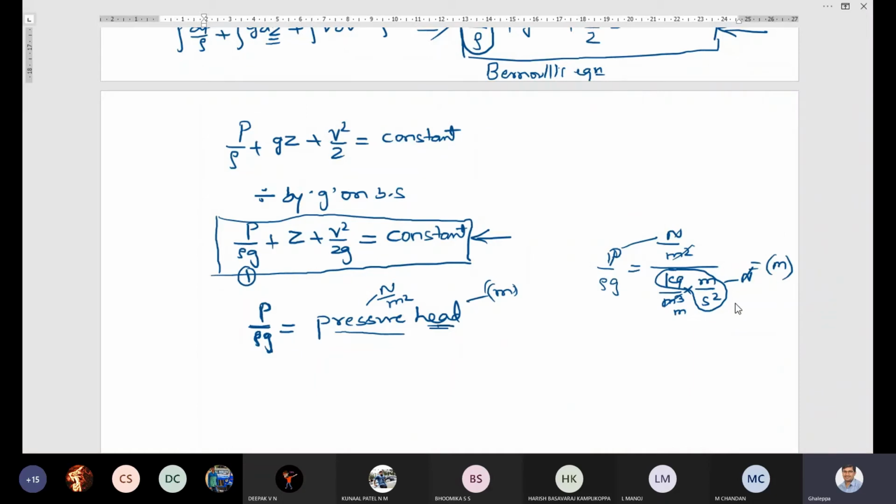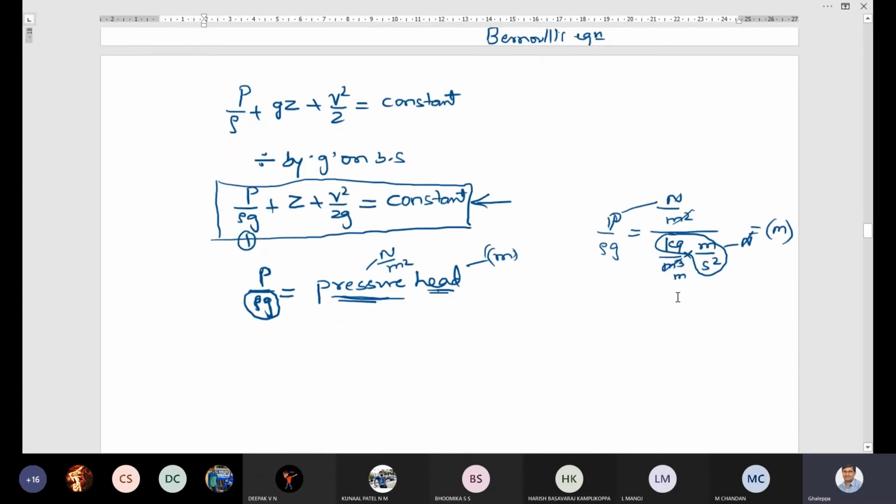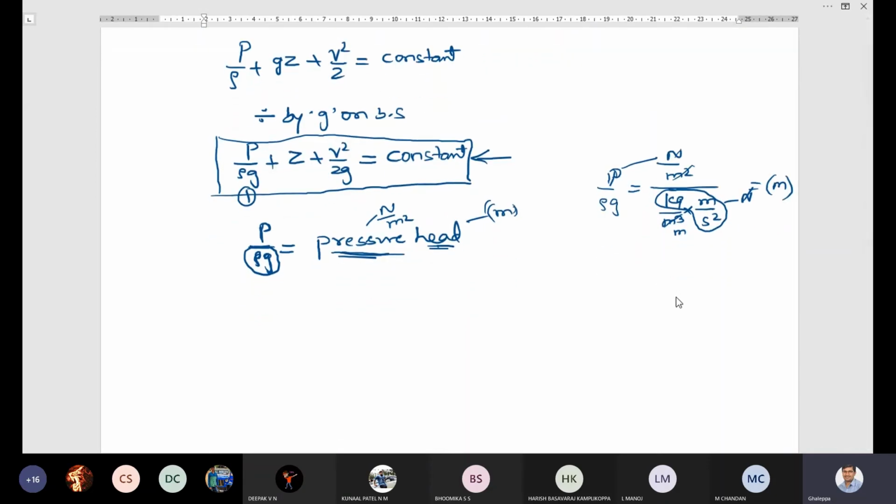If you are not considering the denominator rho g, the unit will be only pressure. Be careful. Please listen carefully here. And the second term is Z, that is potential energy. Potential head, I will call it potential head. It means the height of the inlet, height of the outlet section. That is also in meter. Then V square by 2g. V is nothing but velocity. So velocity square divided by 2g, we will call it velocity head.